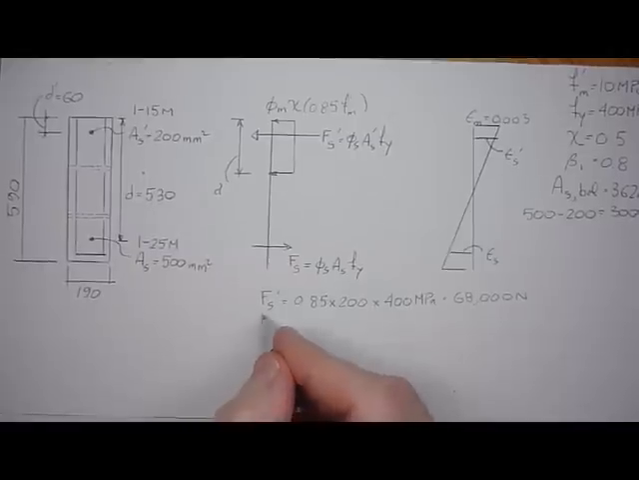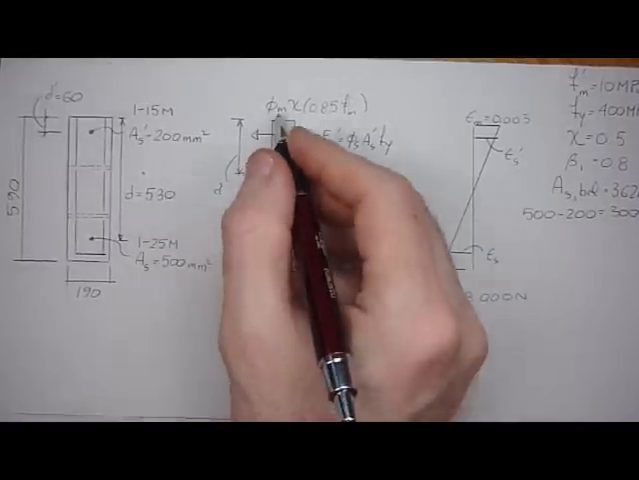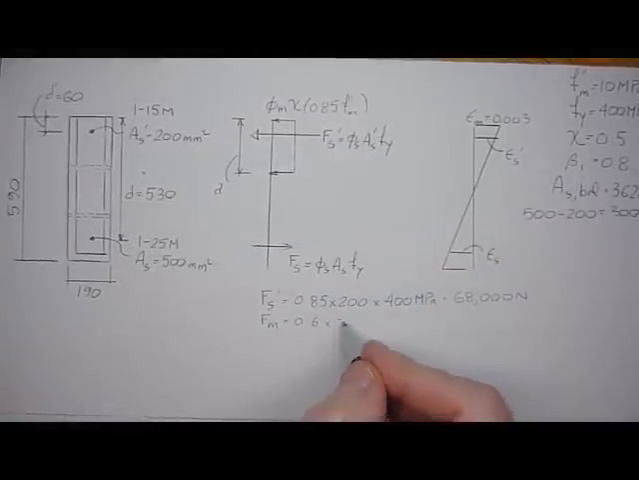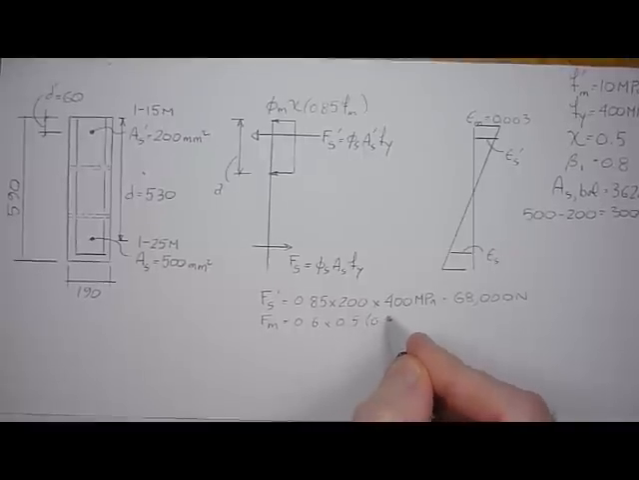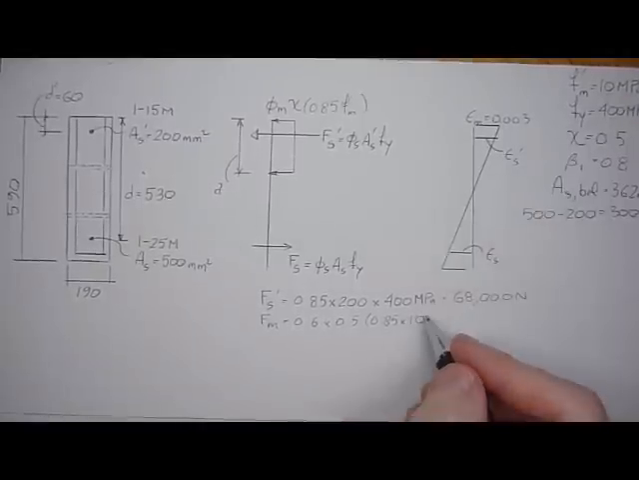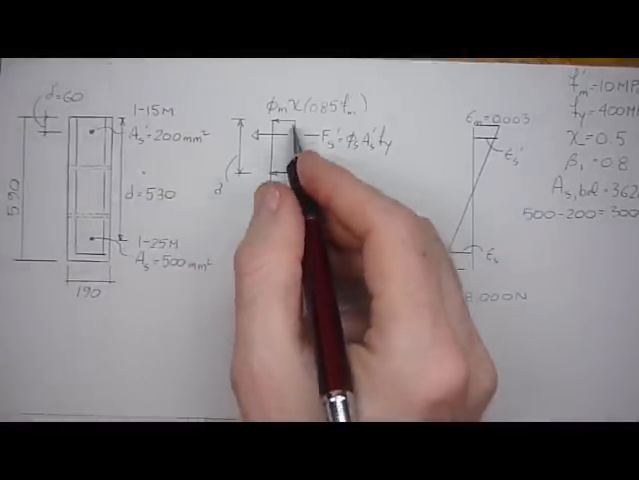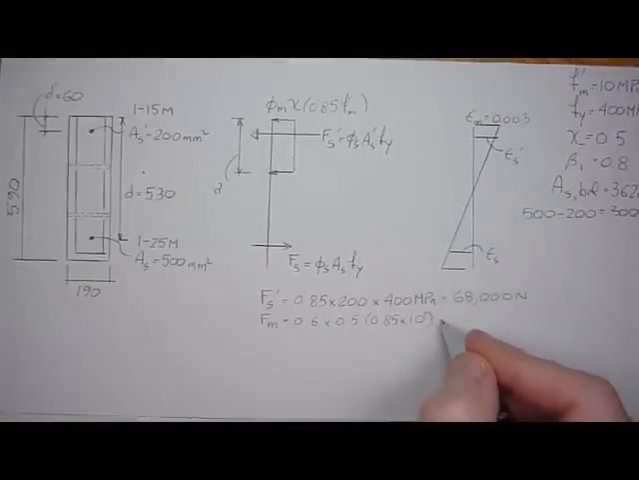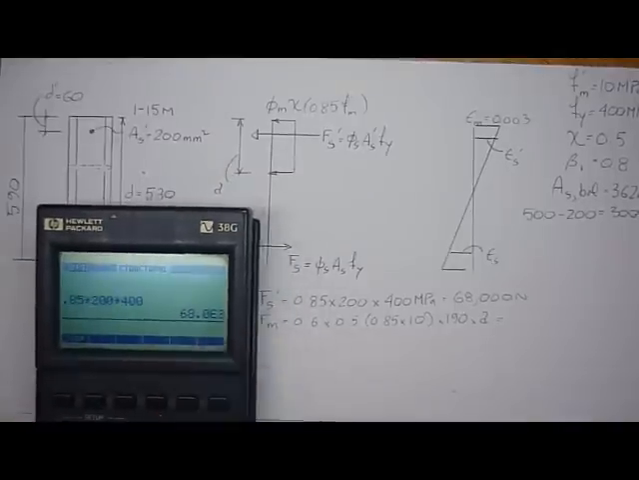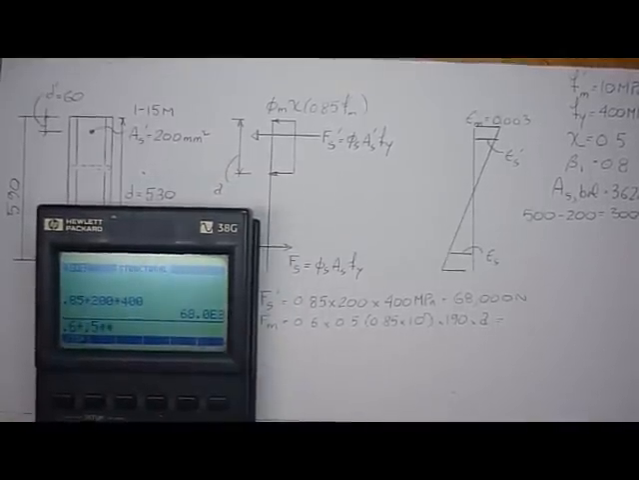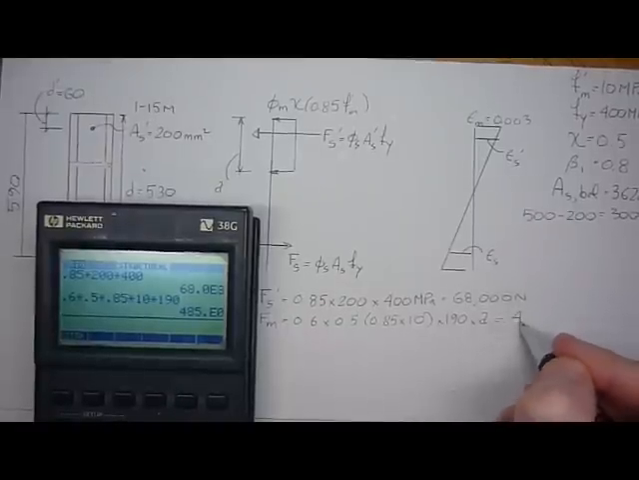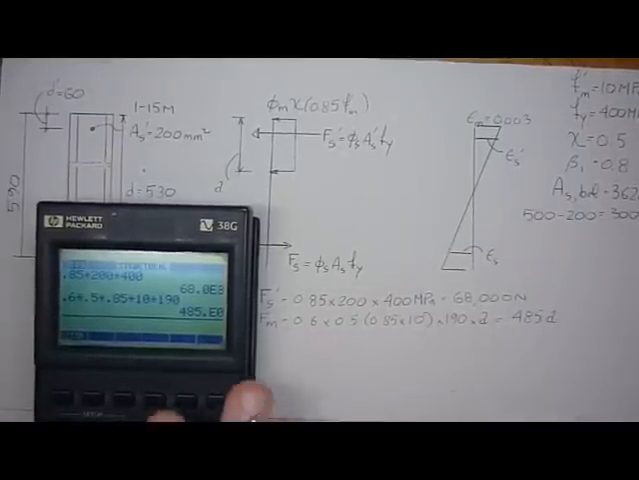Then the force in the masonry would be phi m 0.6 times the stress block factor 0.5 times 0.85 times 10 MPa, f prime m is 10 MPa, times the width times a, the height of the stress block. So we don't know what the height of the stress block is, it's to be solved. But so we take 0.6 times 0.5 times 0.85 times 10 times 190. So that's 485 A, and that would be in newtons.